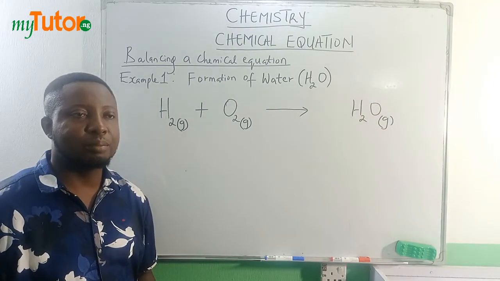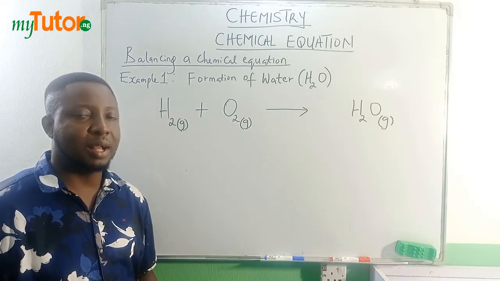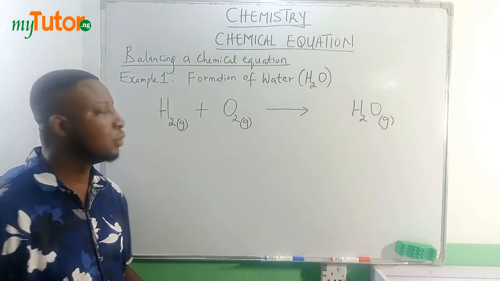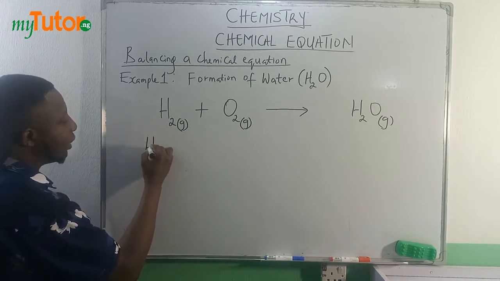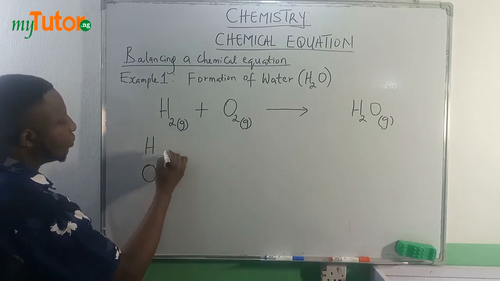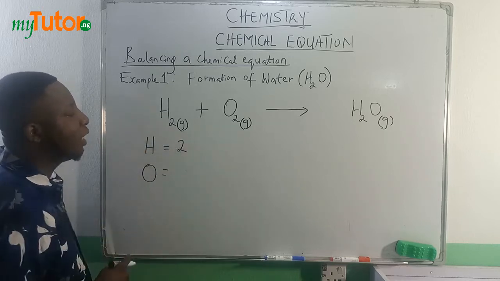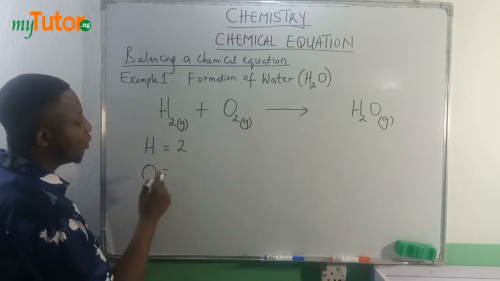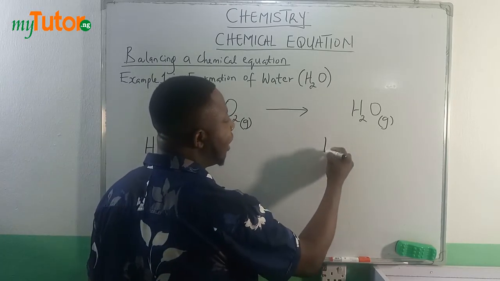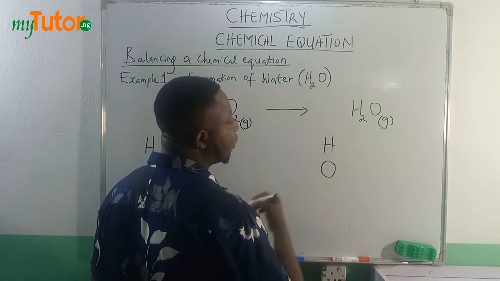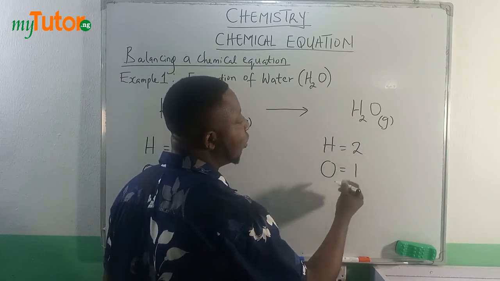We balance this equation by writing out each atom on both sides of the equation and the number of atoms on both sides of the equation. So on the left hand side, on the reactant side, we have hydrogen atom and we also have oxygen atom. We have two atoms of hydrogen, so we indicate the number of atoms of hydrogen. And we have two atoms of oxygen, we also indicate it. While on the product side, we have hydrogen atom and we also have oxygen atom. We have two atoms of hydrogen and then we have one atom of oxygen.